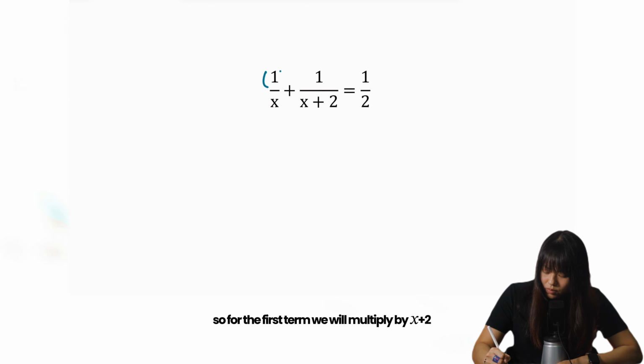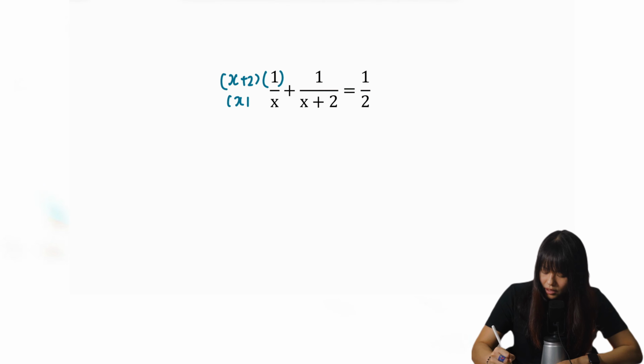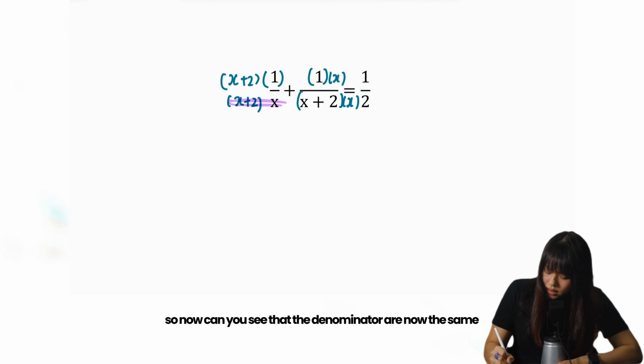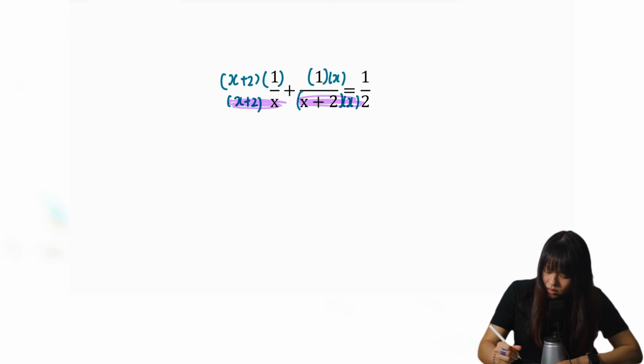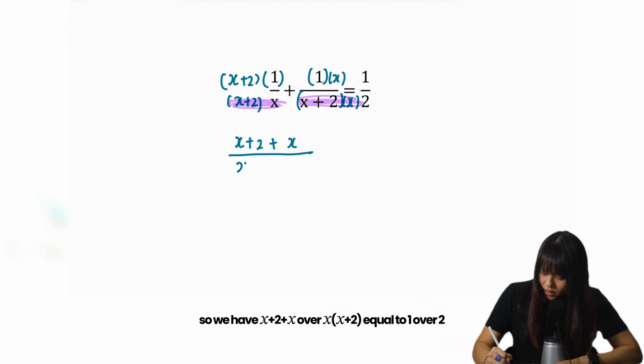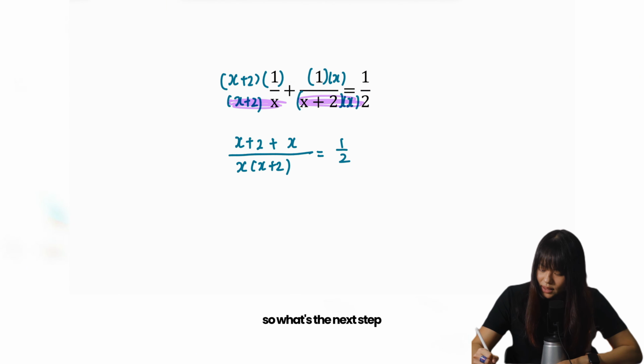For the first term, we'll multiply by x plus 2. And for the second term, we'll multiply by x. Now, can you see that the denominators are now the same? So we can combine them into a single fraction. We'll have x plus 2 plus x over x plus 2 equal to 1 over 2. So what's the next step?